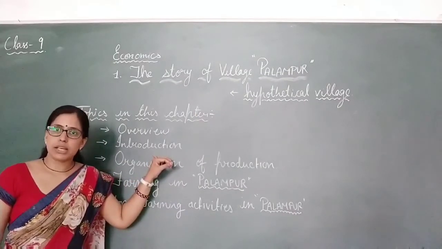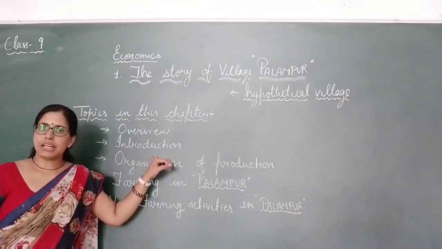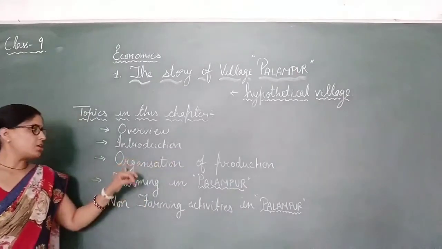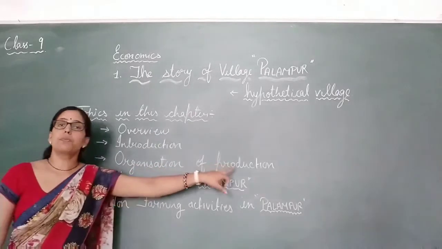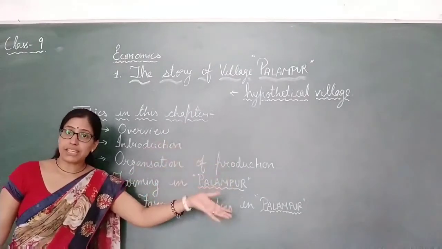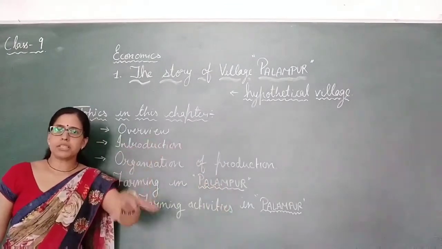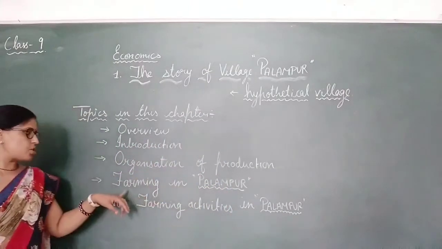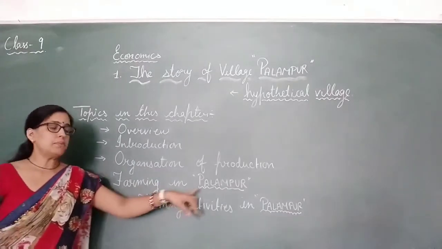About how many houses are there, what type of activities they are doing, what type of facilities are available in Palampur. The third topic will be organization of production. Organization of production means how production activities are carried out, how many persons are involved in it, what are the transportation facilities. And the next topic will be farming in Palampur.